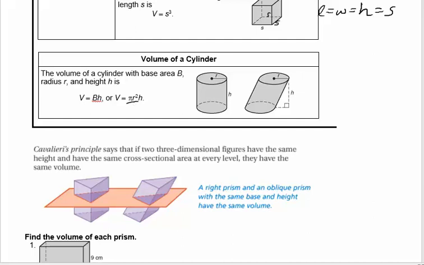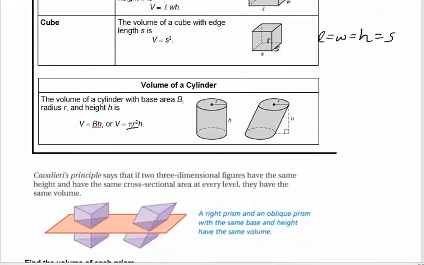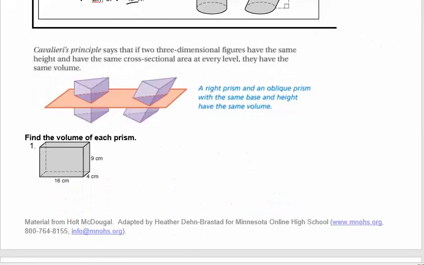It doesn't matter if your cylinder has been knocked sideways, oblique it's called, or the same thing could be true of a prism. It could be drawn obliquely like this. That's because Cavalieri was a mathematician and a physicist that proved that the volume will be the same whether or not it has that slant to it, called oblique. It'll have the same volume if it has the same base and height.